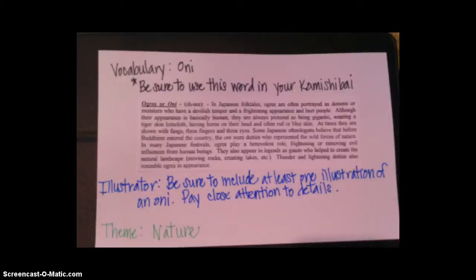The activity for the level 2 students was similar, but in this case, they were asked to produce their own Kamishibai. They had 3 elements they needed to incorporate. The first was the new vocabulary word. In this example, the student needed to incorporate the word oni. Oni is Japanese for ogre.